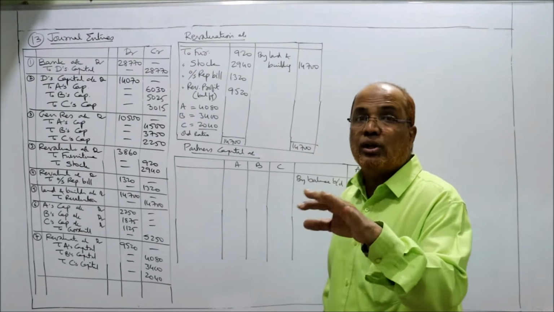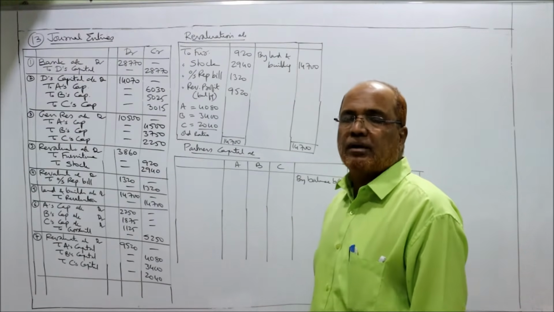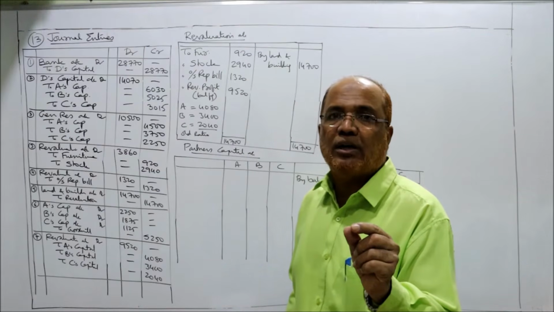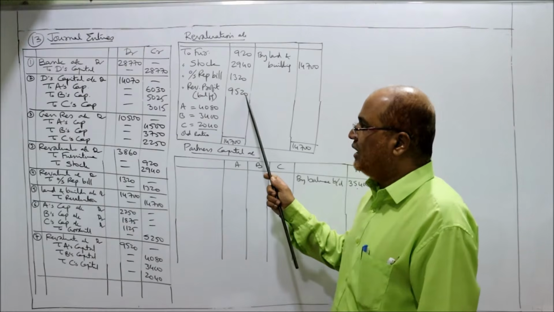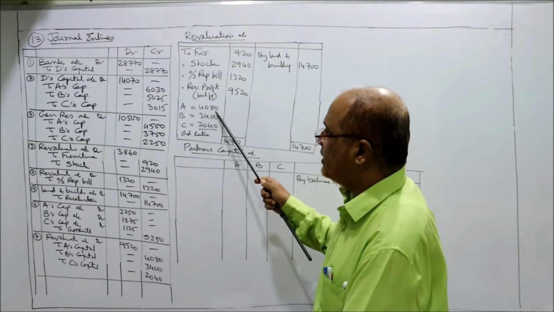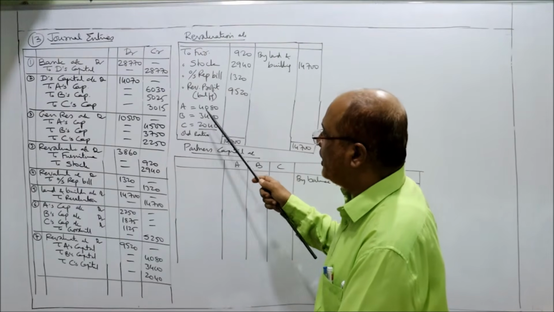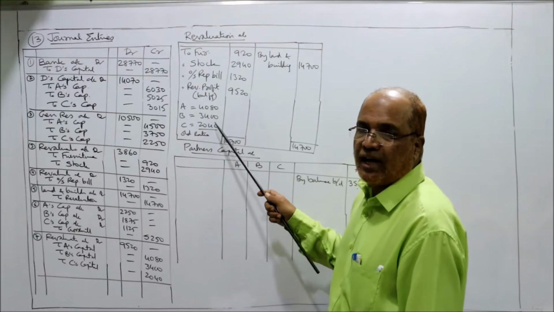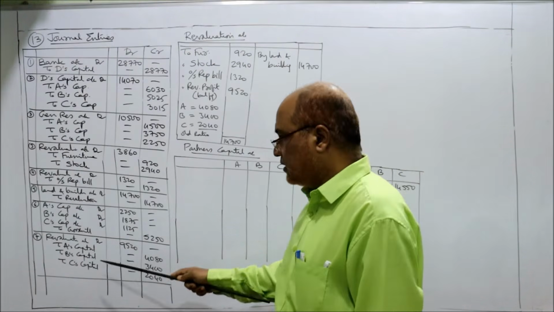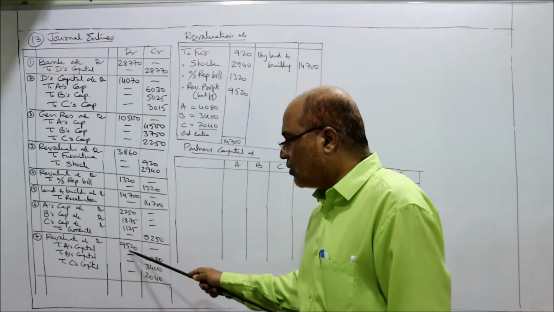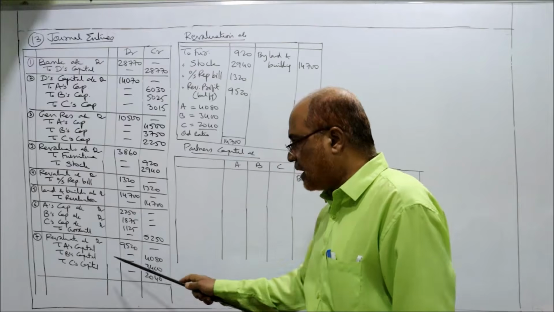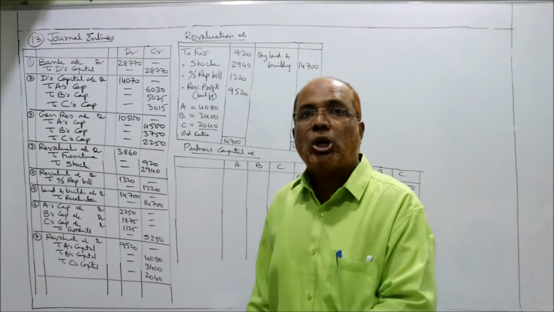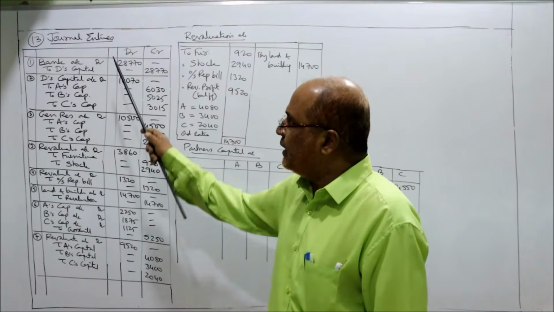Now we have to distribute this 9,520 between the three old partners in the old ratio. 6 by 14, 5 by 14, 3 by 14. So 9,520 into 6 by 14, you will get 4,080. 9,520 into 5 by 14, you will get 3,400. 9,520 into 3 by 14, 2,040. So what will be the entry? Revaluation account debit 9,520 to A's capital, to B's capital, to C's capital. By passing this entry, the revaluation account will get closed. Now the revaluation account is finished, and these entries are also finished.